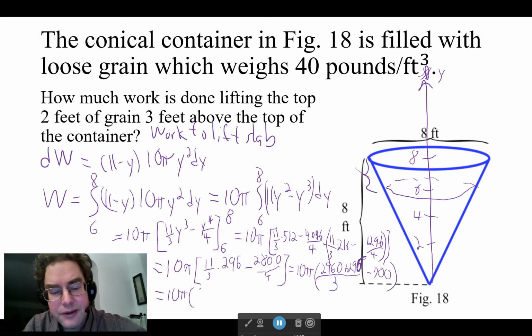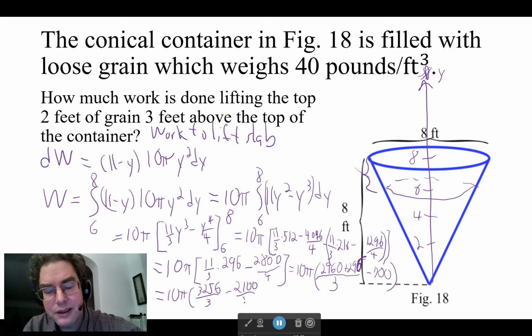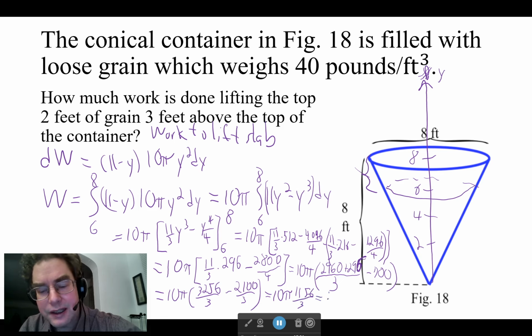So 3356 over 3. You kind of wish that would just divide by 3, but it doesn't. Oh, it's 3256. Still doesn't anyway. Let's see. Let's change that to a 32. And I'm going to put that 700 over 3 as well. It'll be 2100. And now we can do the subtraction. So we got 10 pi, and we'll get 1156 over 3.